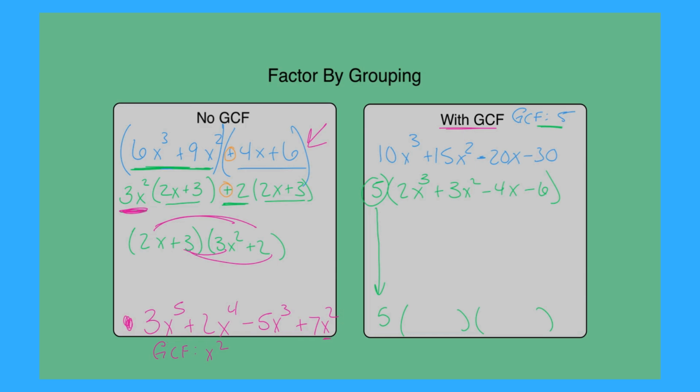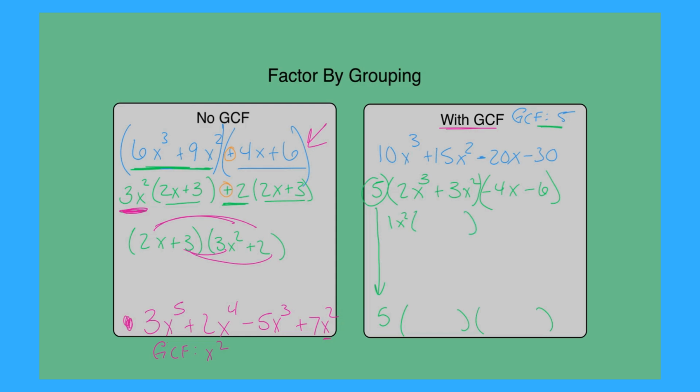So now we're just going to group the first two and group the last two together just like we did before. And from here on out, the steps are the same. So what's the greatest common factor between 2 and 3? It's just 1. You can write the 1, you can choose not to. And then the variable, the smaller one, is the second power. So that's our GCF is 1x to the second.